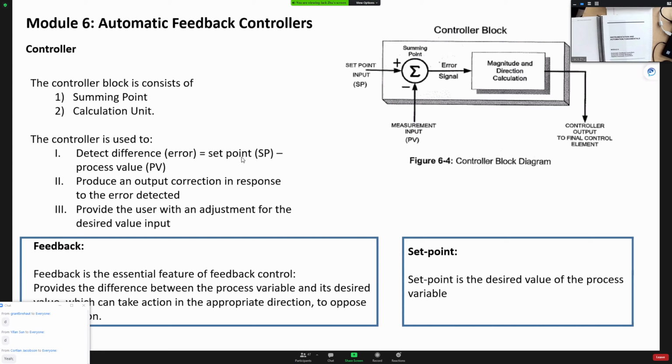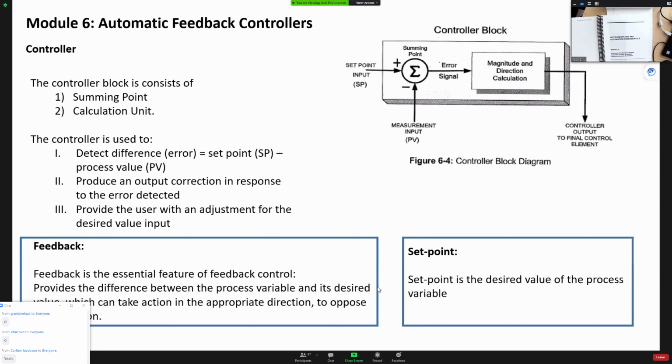So the error is the set point minus the process value, which is the measured feedback signal. Then it produces an output to respond to the error detected, and you might want to make an adjustment by setting a new value for the set point. This feedback is very important. Without this feedback, this is not going to become a closed loop system.